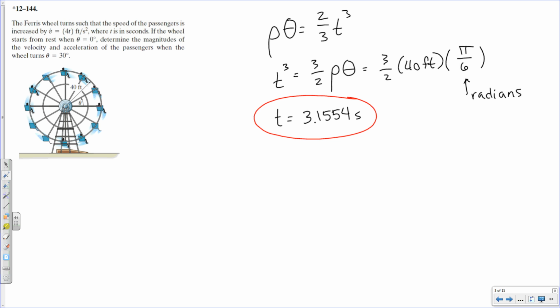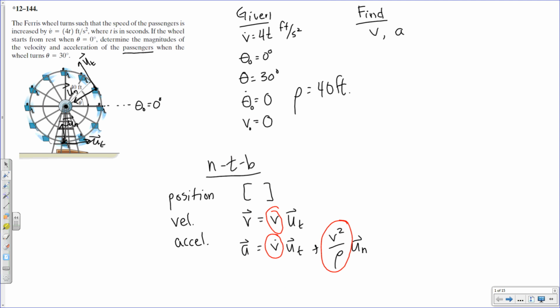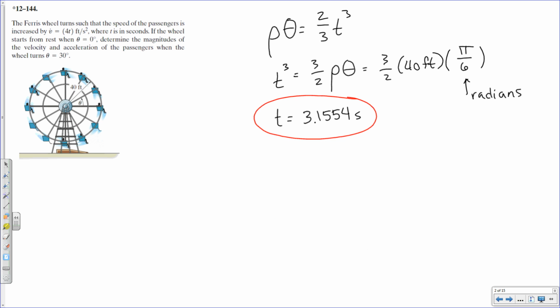This time represents the amount of time it takes for the Ferris wheel to swing through this 30-degree angle. On the previous page, we had developed 3 equations: v dot with respect to t, v with respect to t, and position with respect to t. If we go back yet another page, we recognize that in order to solve for the magnitudes of v and a, all we need to do is solve for v, v dot, and rho. Rho is known previously, so we only need to solve for v and v dot.